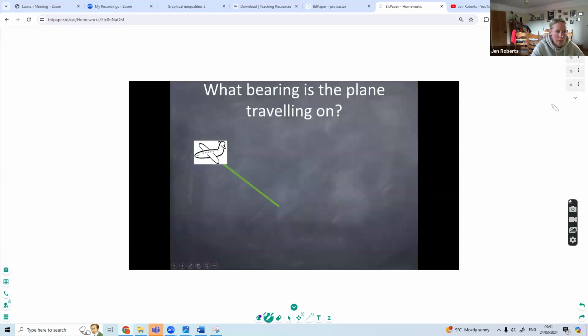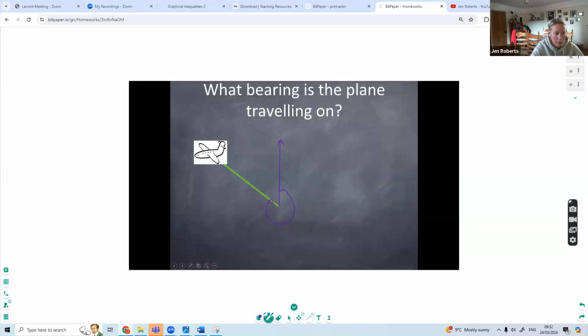Okay, now, this is a little bit more complicated. What bearing is the plane travelling on here? Okay, well, it starts from this point here, so we need our north line. Don't forget though, people automatically think, all right, well, it's just this angle here, but that's anti-clockwise. We need to go clockwise. So it's this angle all the way around here.